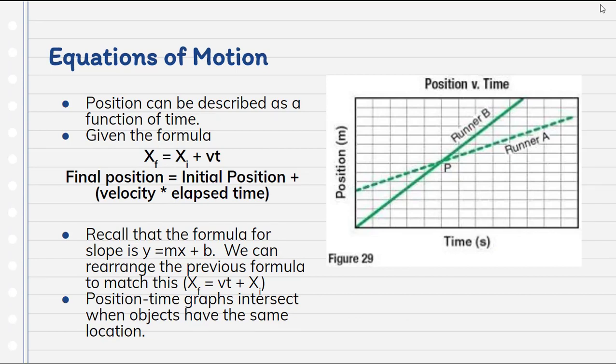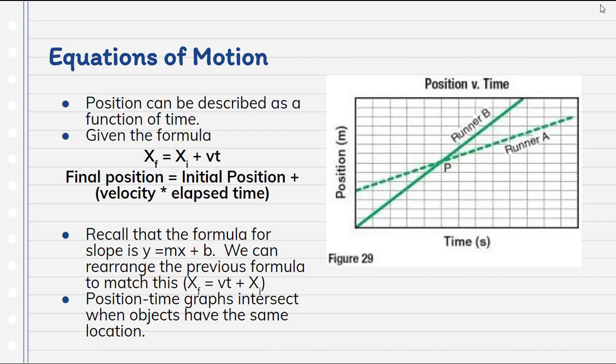An important place to start in physics is always going to be an equation, and motion is no exception. Position can be described as a function of time. So given the formula, x_f equals x_i plus v times t, where the final position is going to equal the initial position plus velocity times elapsed time. This actually looks very familiar to the formula for slope, and we can graph this position and figure out a bunch of material from it.